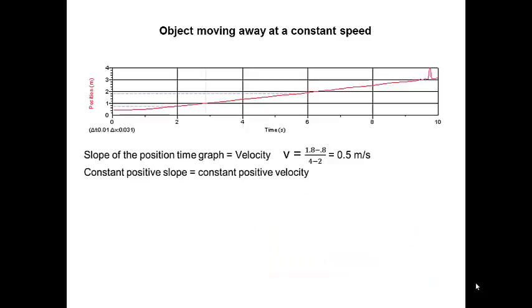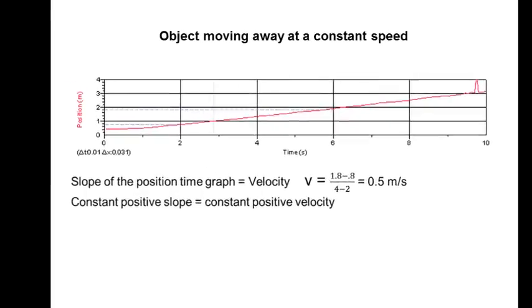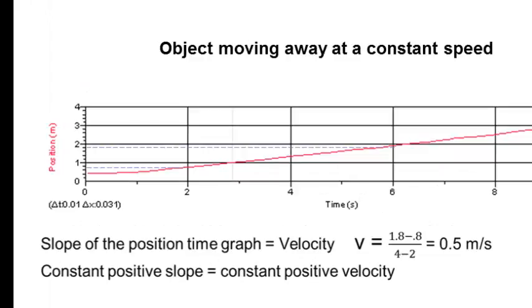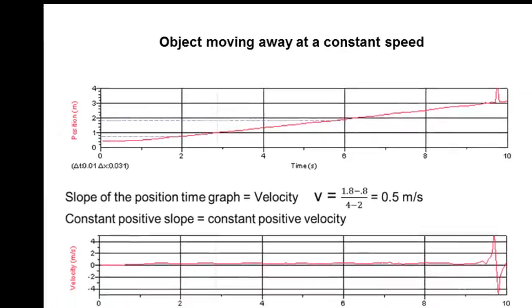Now the other thing you can tell from a position time graph is how fast it's moving. If we take the slope of this graph, which would be the change in position divided by the time, you're going to end up with velocity. So I picked two spots on here. One of them is (1.8, 4), and the other point was (0.8, 2), and found the slope using the change in y over change in x, and got it to be a ½ meter per second. This is a nice constant positive slope, straight line. You have a constant positive velocity of 0.5 meters per second.